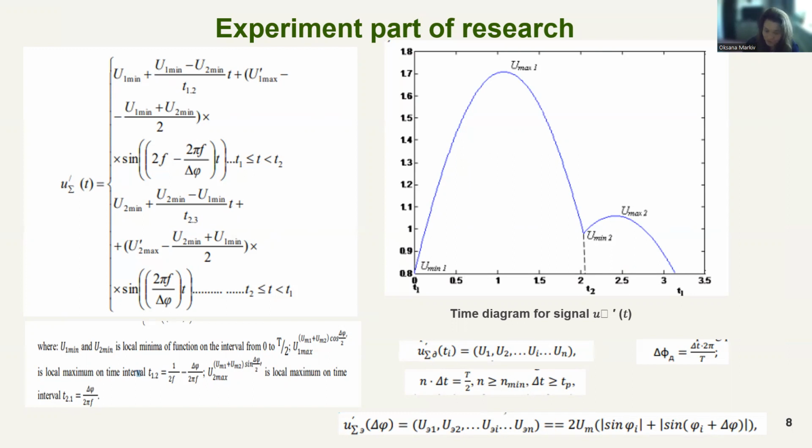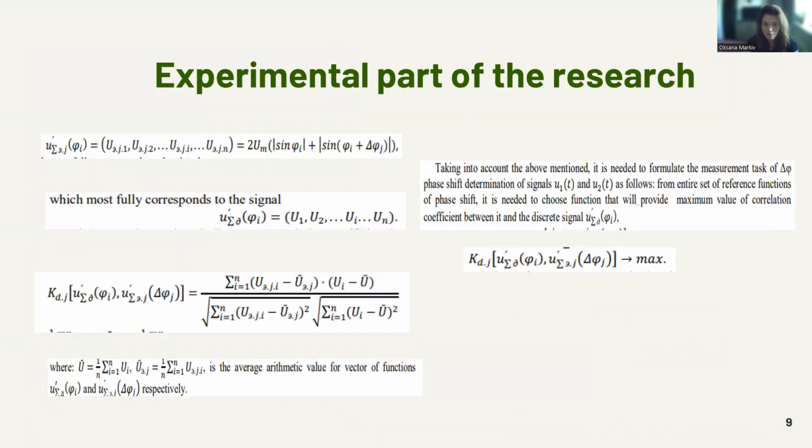In order to reduce computational operations and simplify the procedure, it is advisable to switch from time counts to signal phase counts. What is depicted here is this formula, and more precise descriptions of our calculations you can receive in our article. Here are just some main points. And here you see discrete reference functions when the signal is equal to 0. The experimental part of the research is demonstrated also in this slide.